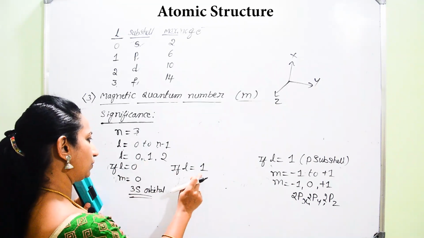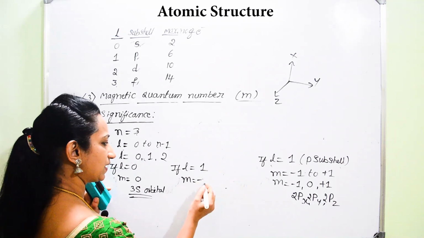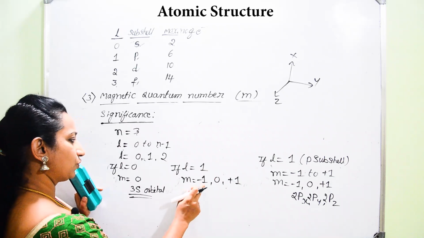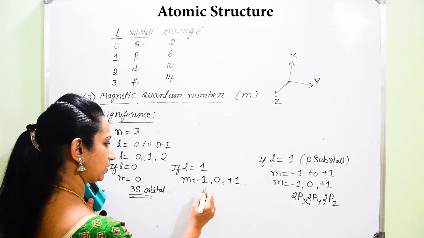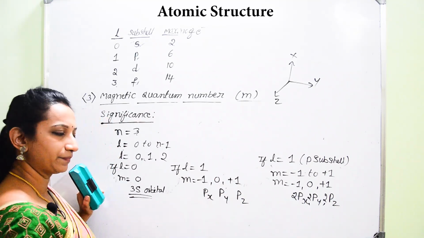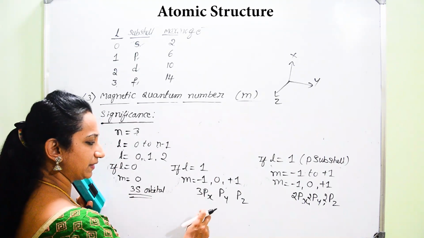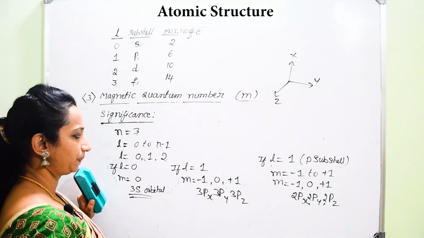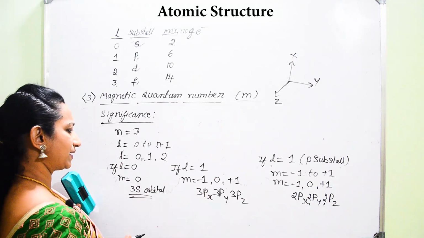If l is equal to 1, then m is equal to minus l to plus l, as usual: minus 1, 0, plus 1. Of course, we can mention l is equal to 1 means you know that it is representing p subshell. Therefore, px, py and pz. And here we can mention that energy level, the orbitals are named as 3px, 3py and 3pz. Got it? This is how we can mention this.